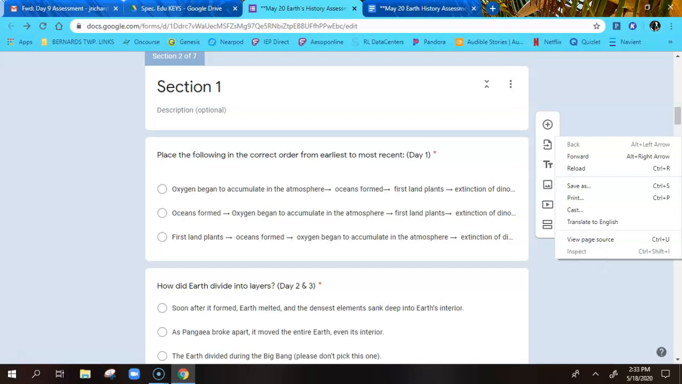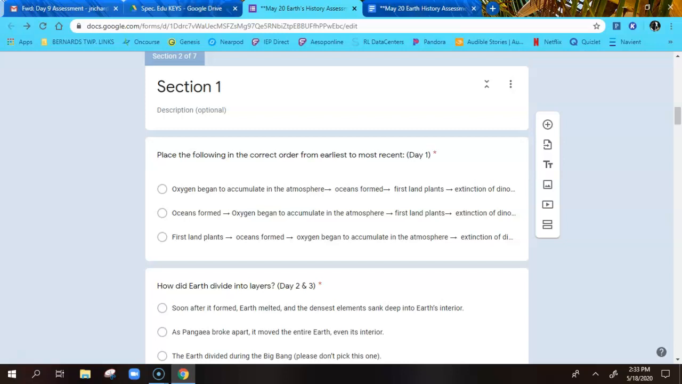So section 1, question 1. Place the following in the correct order from earliest to most recent. So from oldest to youngest, if you want to think of it that way. These can be found on your day 1 notes. Is it A, oxygen began to accumulate in the atmosphere, oceans formed, first land plants, and then extinction of dinosaurs? B, oceans formed, oxygen began to accumulate in the atmosphere, first land plants, extinction of dinosaurs? Or C, first land plants, oceans formed, oxygen began to accumulate in the atmosphere, and then the extinction of dinosaurs.